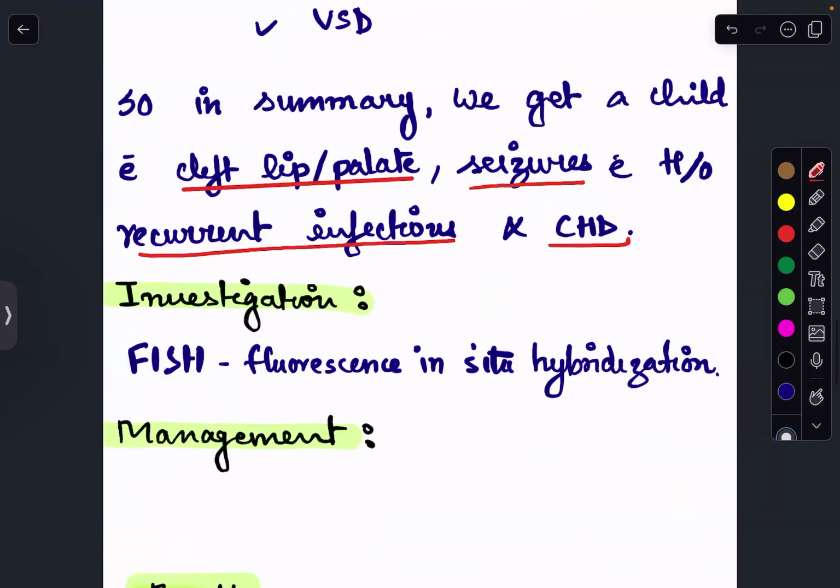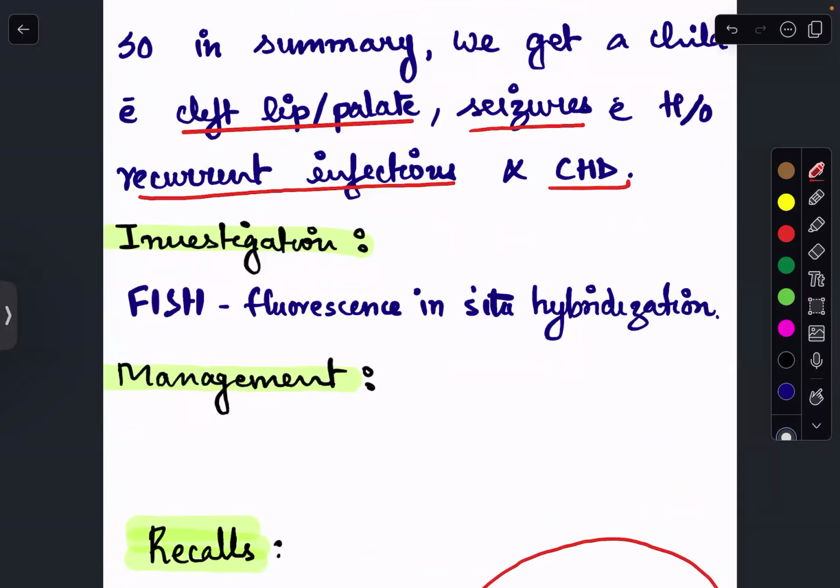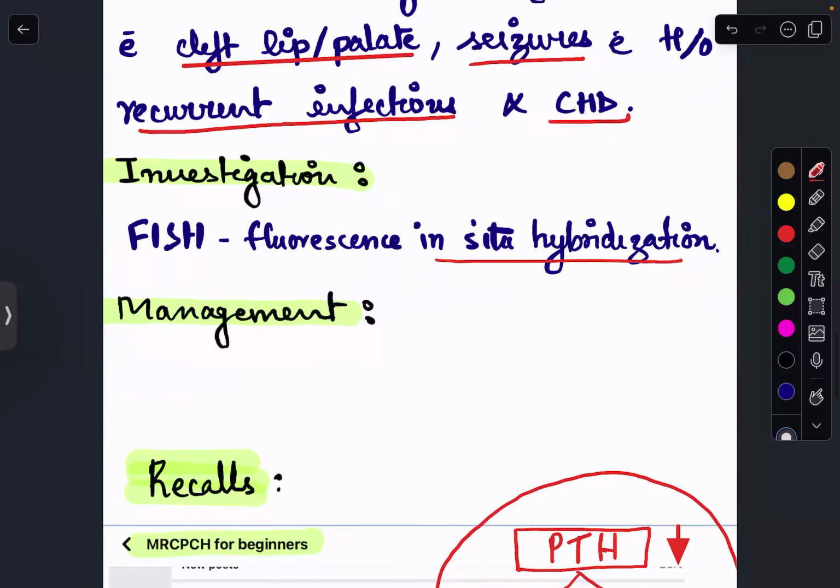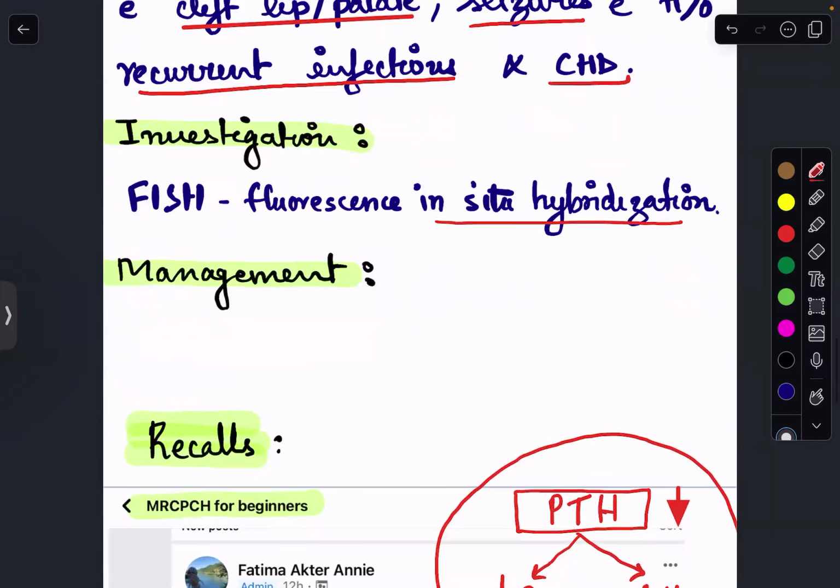Okay, so what is the common investigation we do in case of microdeletion syndromes? That is, in case of DiGeorge syndrome, we usually do the fluorescence in situ hybridization, also known as FISH testing. Now, management. For the management, what happens is that this is a genetic disease. As such, there is no particular treatment for it, but it is manageable.